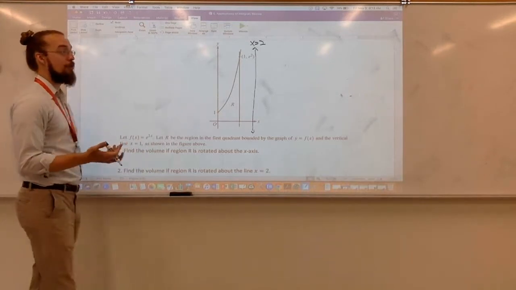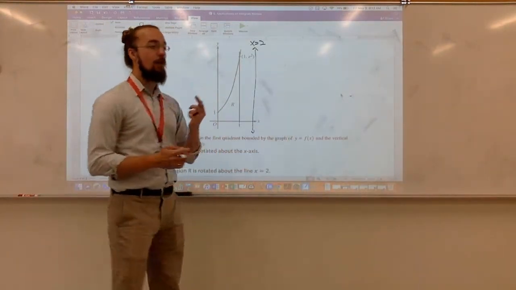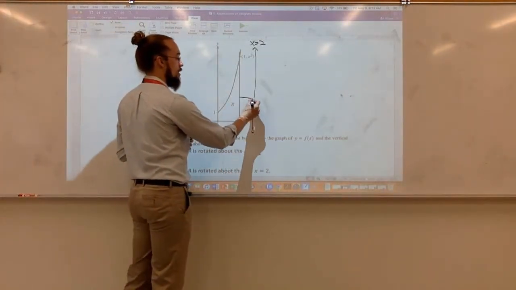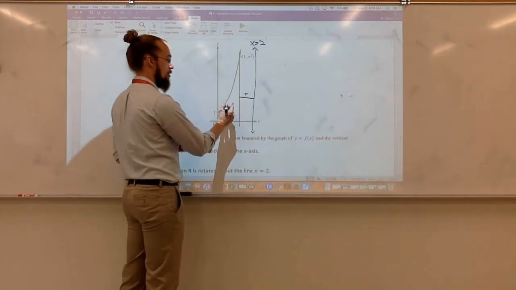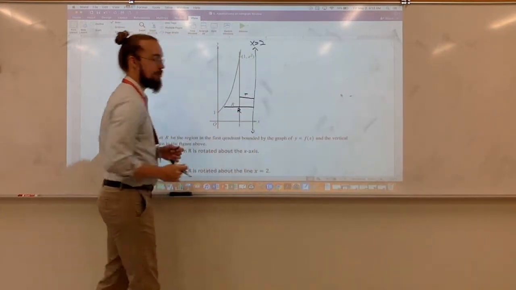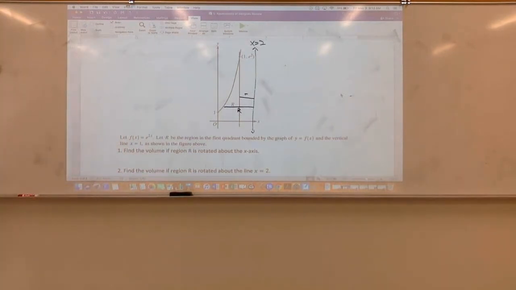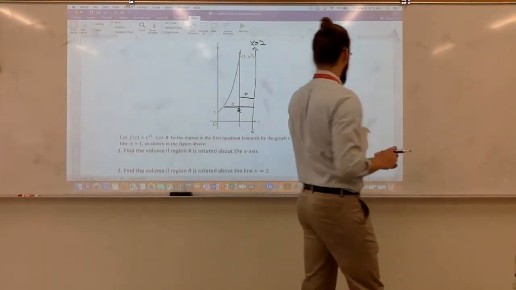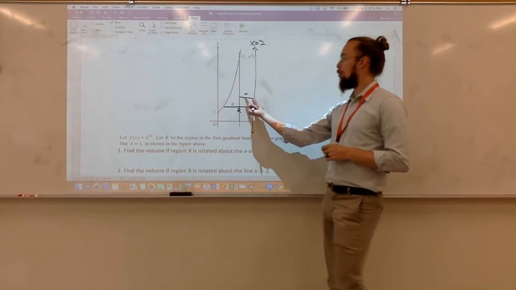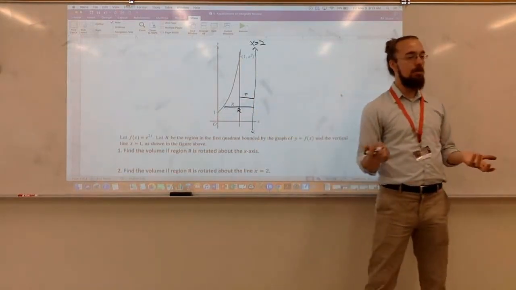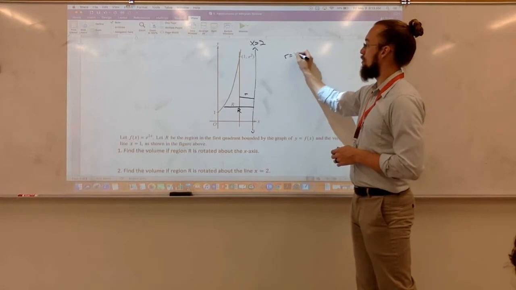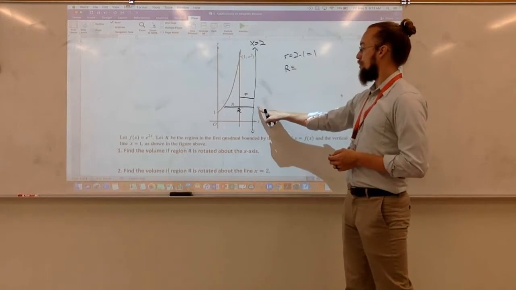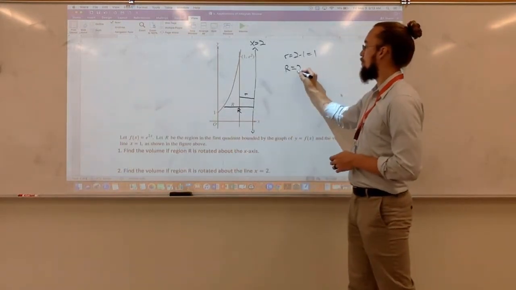Here we'll have to do big R and little r. If I revolve this, I will have a circle with a hole in it as my cross section. So little r would be this distance, and big R would be this distance. I'm doing pi times big R squared minus pi times little r squared. The distance between 2 and 1 would just be 2 minus 1, so my little r is going to be 1. My big R is going to be 2 minus my function.